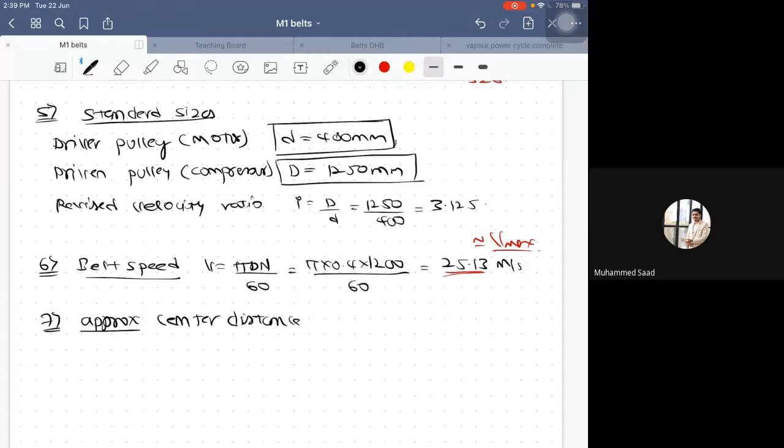Hope you are parallelly observing the design procedure as I'm writing it. Is every step synchronizing with the design procedure that I have given you?